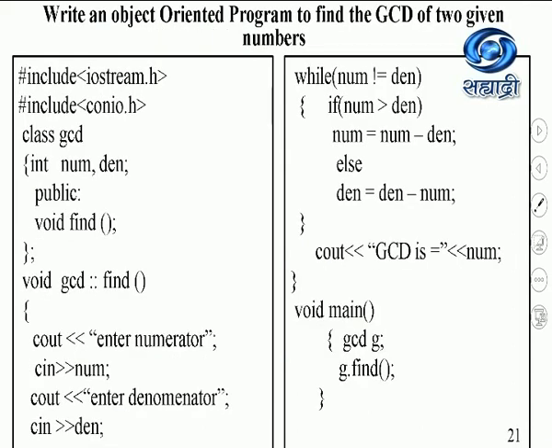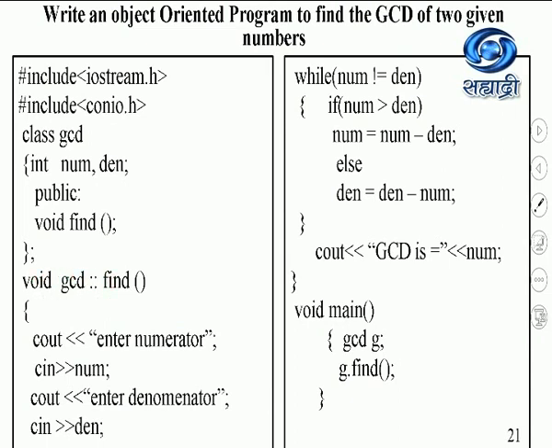Now one more program: write an object-oriented program to find the GCD of two given numbers. GCD is the greatest common divisor. So we have these two numbers. I have taken two variables, the data members are num and den. And find is simply a function that I'm going to write to find the GCD between num and den.